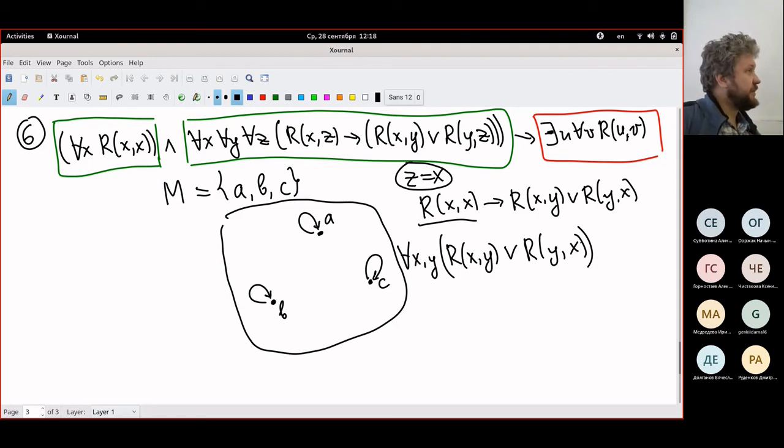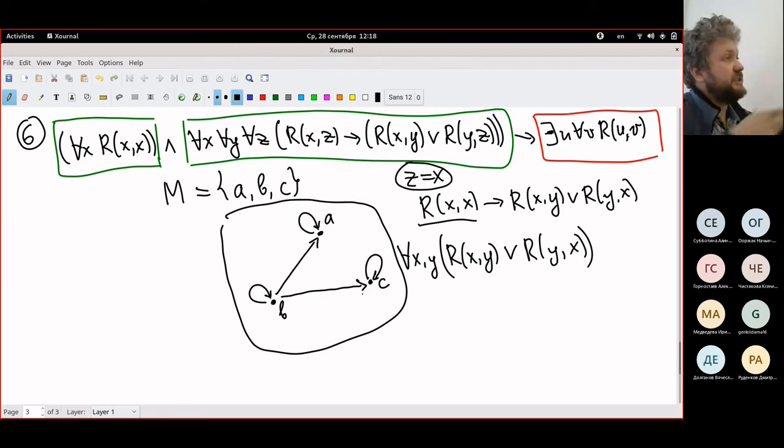The only possible problematic case is when they form a loop. Say they are like that, and they both go into one. Suppose we have one which sees both. Then we are right, the conclusion is true, right? If we have a point which sees both of them. But the only problematic case is when you have this.